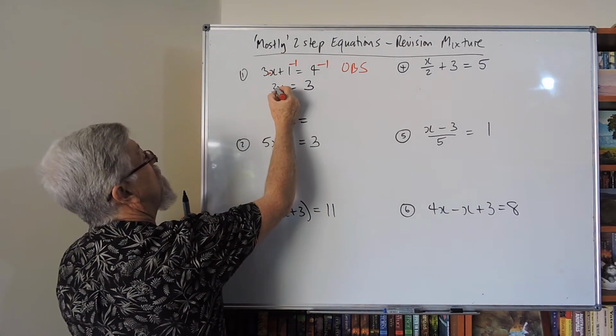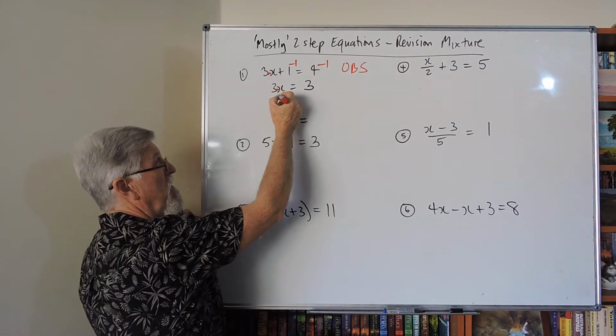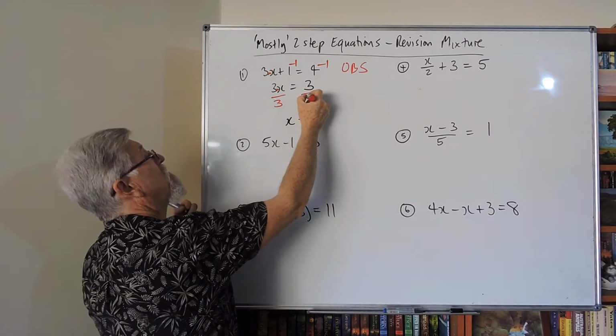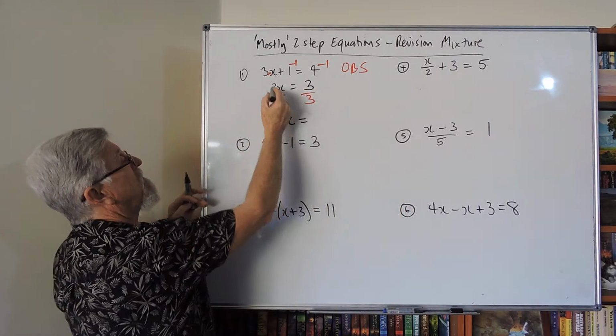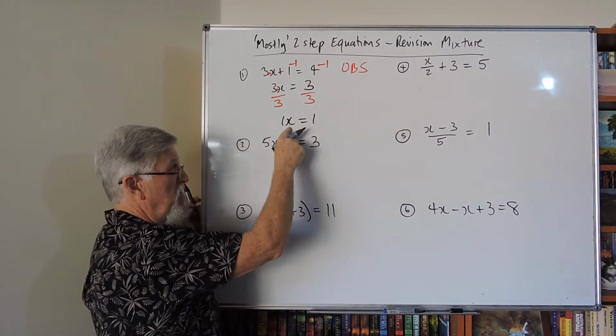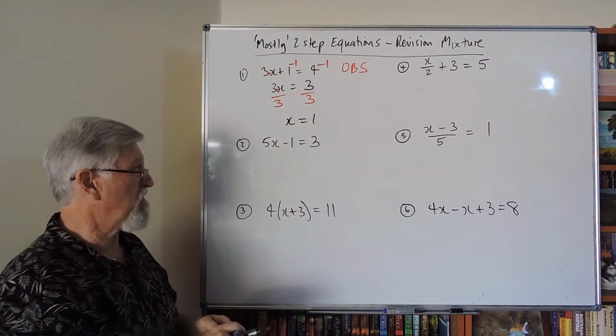So now I've got a times by 3 and the opposite applies to both sides. What's the opposite of times by 3? I divide this side by 3, balance up the scales. I divide this side by 3, and 3 into 3 goes 1x, and 3 into 3 goes 1. So the answer is 1. So really we're just saying the answer is 1. So there's the first one.